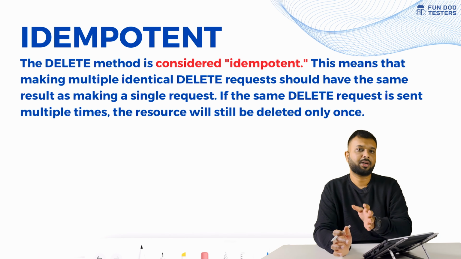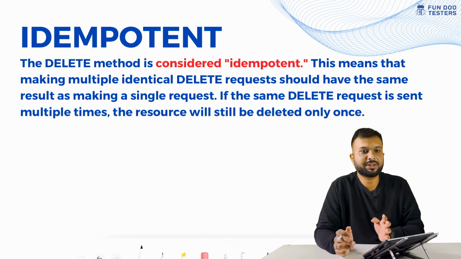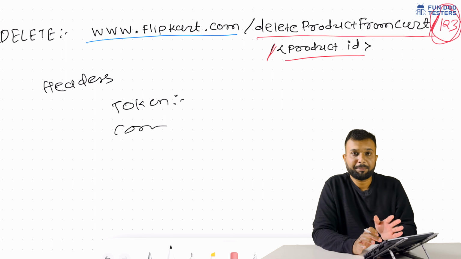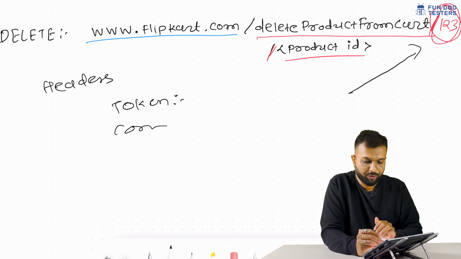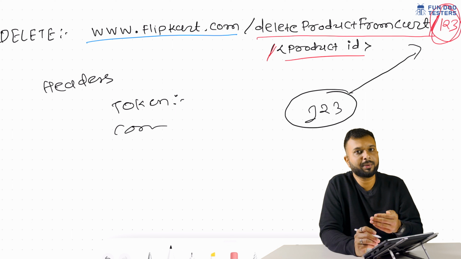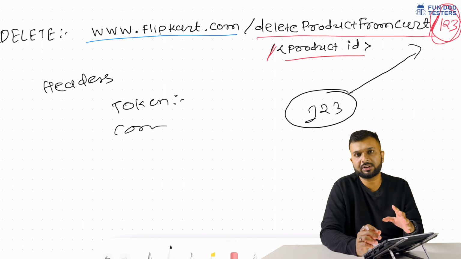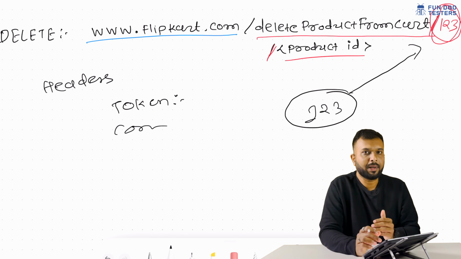Now we will see another property, which is idempotency. Like other HTTP methods, the delete request is also considered idempotent. Why? Because I can hit the same API multiple times, since ID 123 is already deleted from the cart. If I hit this request again, I will get an error message from the next time onwards, but it won't affect anything on the server. That's why I can say that I can hit the delete request multiple times.